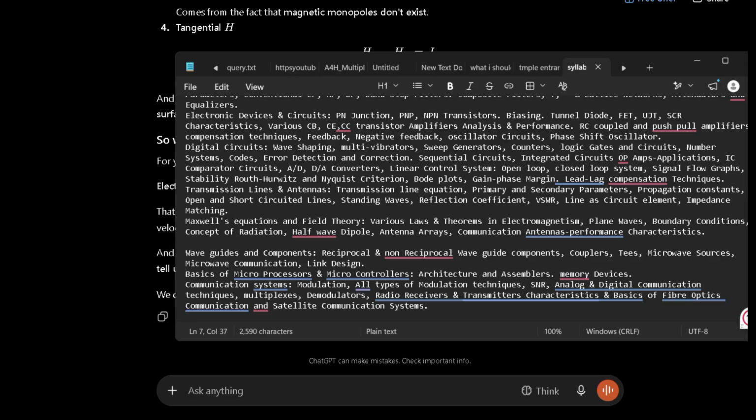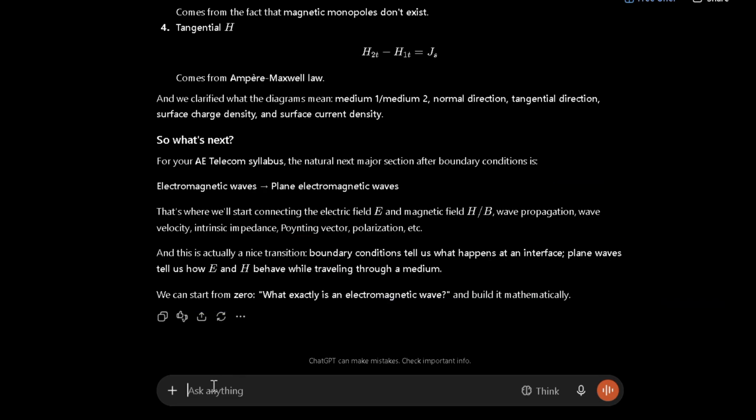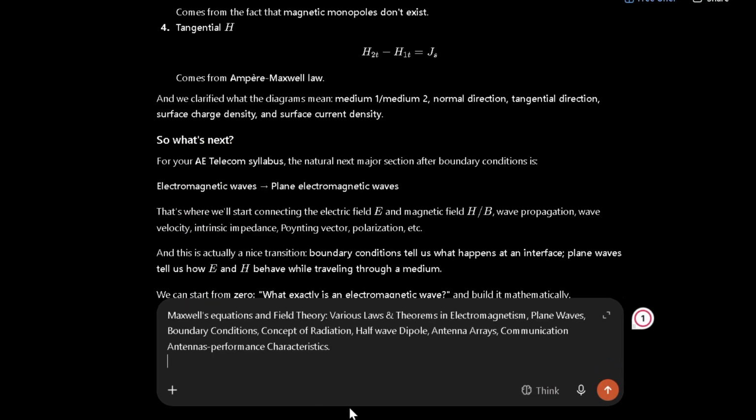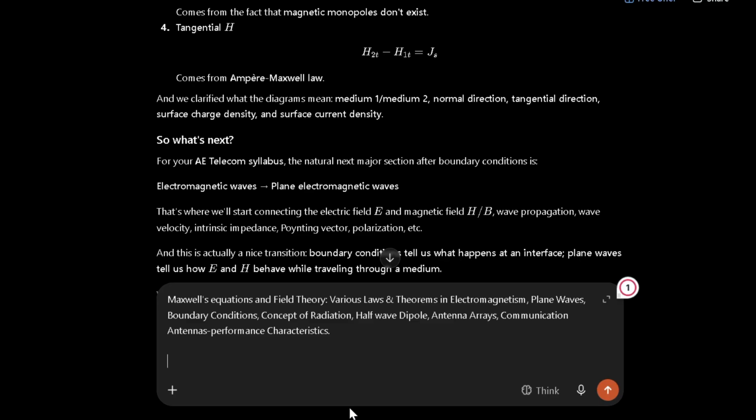ChatGPT is bad at remembering tasks, so be careful. I think it's plane wave, and boundary reflection. Next week, the concept of it.